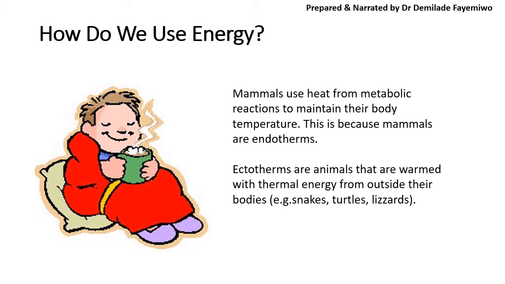So we use energy in the form of heat to maintain our body temperature, and that's because we are endotherms. So we produce the energy from within ourselves, and then we can conserve that energy by wrapping something around ourselves so that the heat doesn't escape. So for that reason, we are called endotherms. There are animals that are ectotherms, and they are warmed with energy from outside their body. So things like snakes, turtles, lizards are all warmed from outside their body.